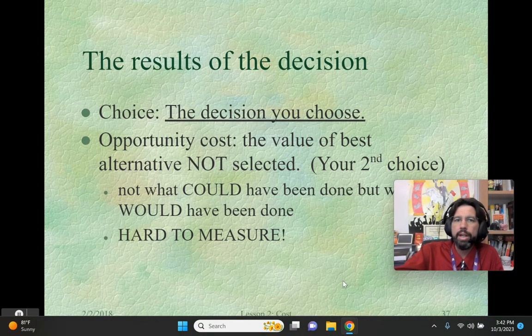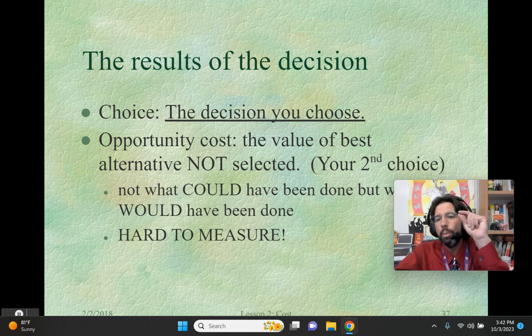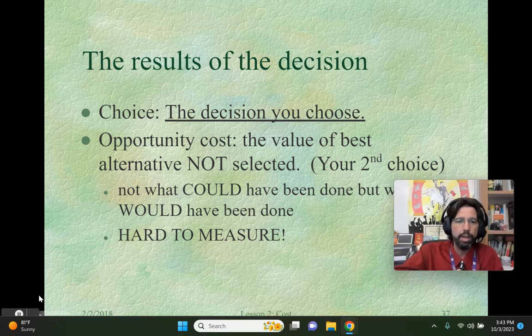Okay. So we're looking at opportunity cost, which is the value of the next best alternative. Not what you could have done, but what happened to the alternative that you would have done. That is the opportunity cost.